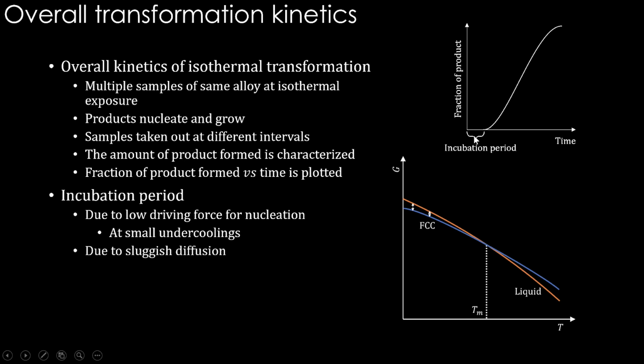Okay. Also, due to sluggish diffusion, especially at large undercooling. So if we think that at a very large undercooling delta G will be really high, therefore more nucleation can happen and the transformation will be fast. But it will not be so.